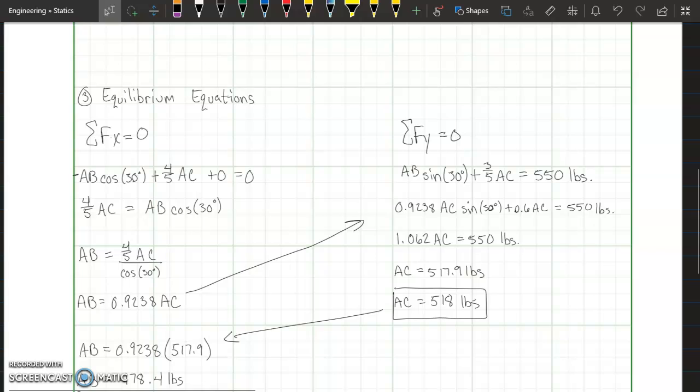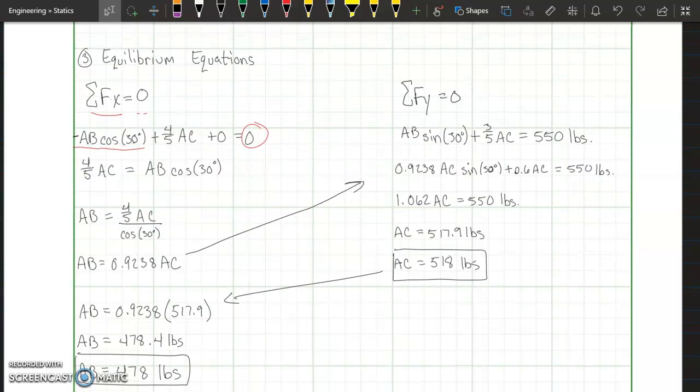Our next step in this problem will be to solve our equilibrium equations. The sum of forces in the x direction is equal to 0, thus putting it in static equilibrium. So I'll take the components in the x direction from each of the above, which will give me negative AB cosine 30 degrees plus 4 over 5 AC plus 0 equals 0. Since the AB cosine 30 degrees is negative, I'll go ahead and move it to the other side of the equal sign, giving us 4 over 5 AC is equal to AB cosine 30 degrees.